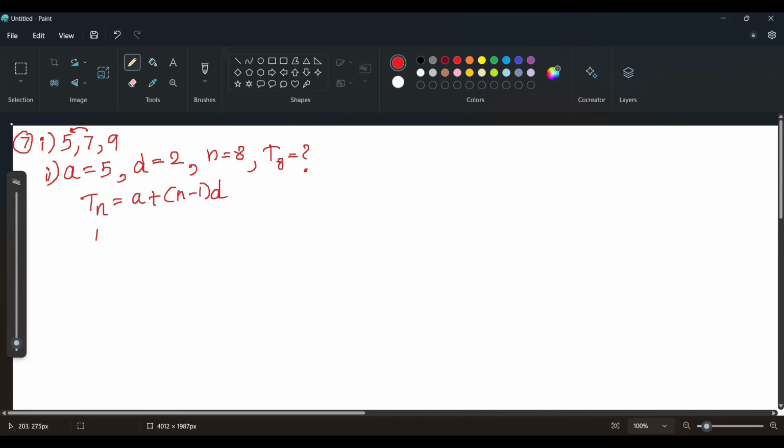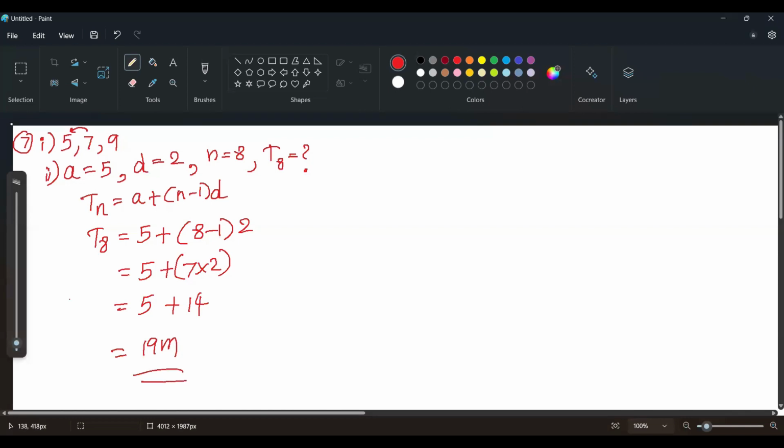Now find T8. T8 equals 5 plus (8 minus 1) times d, where d is 2. So 5 plus 7 times 2, which is 14. 5 plus 14 is 19 meters. For the 8th bush, the distance is 19 meters.